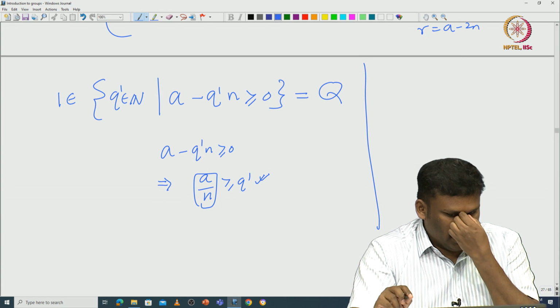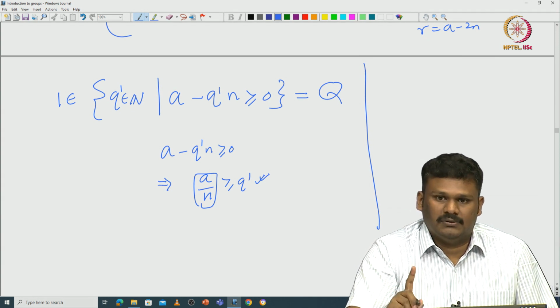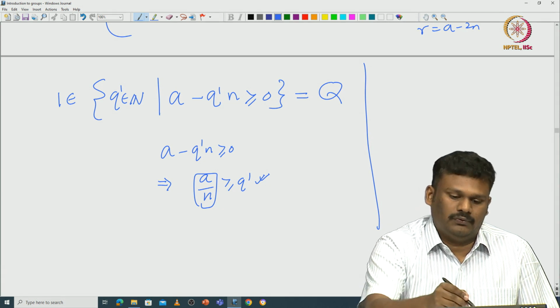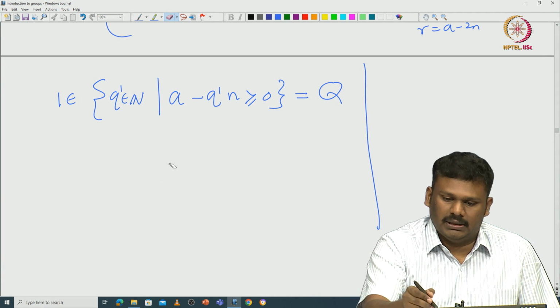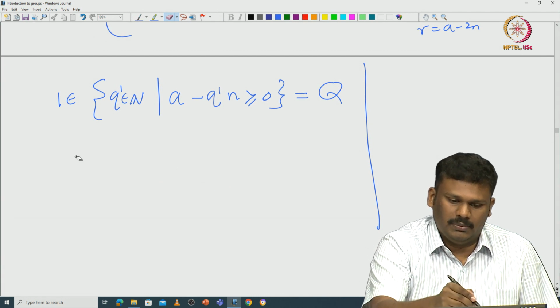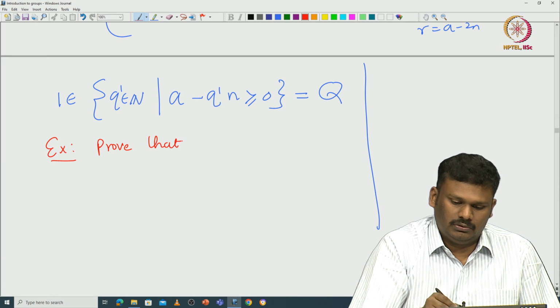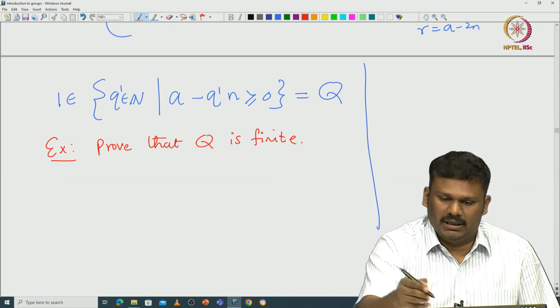But I would recommend you use only the properties of natural numbers to prove the same thing. I will leave it to you to think about it, but it is easy to prove that this Q is finite. I already gave you one proof, so let me leave it as an exercise: prove that Q is finite. That means it cannot have infinitely many elements.